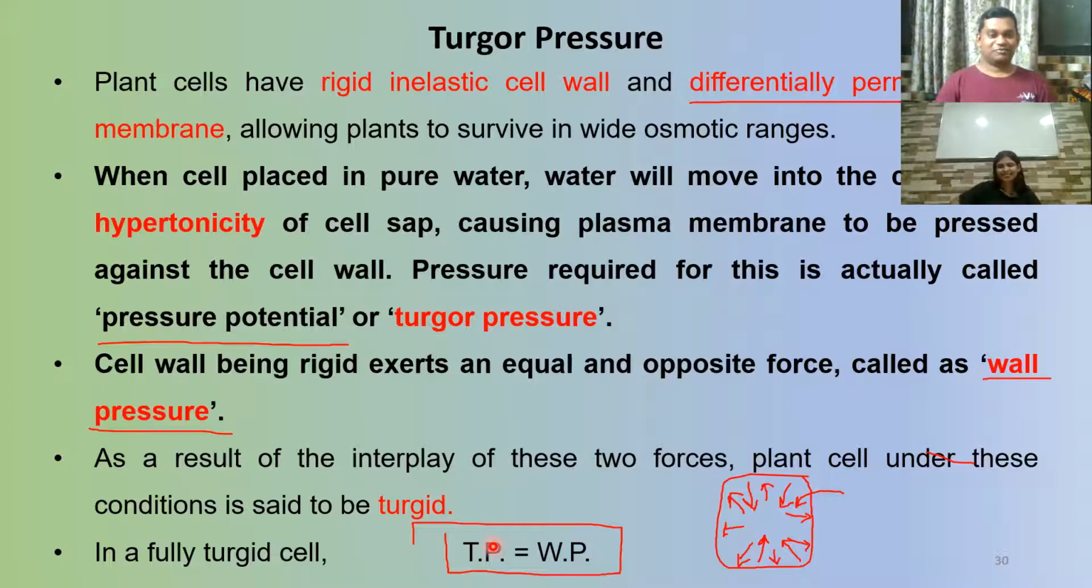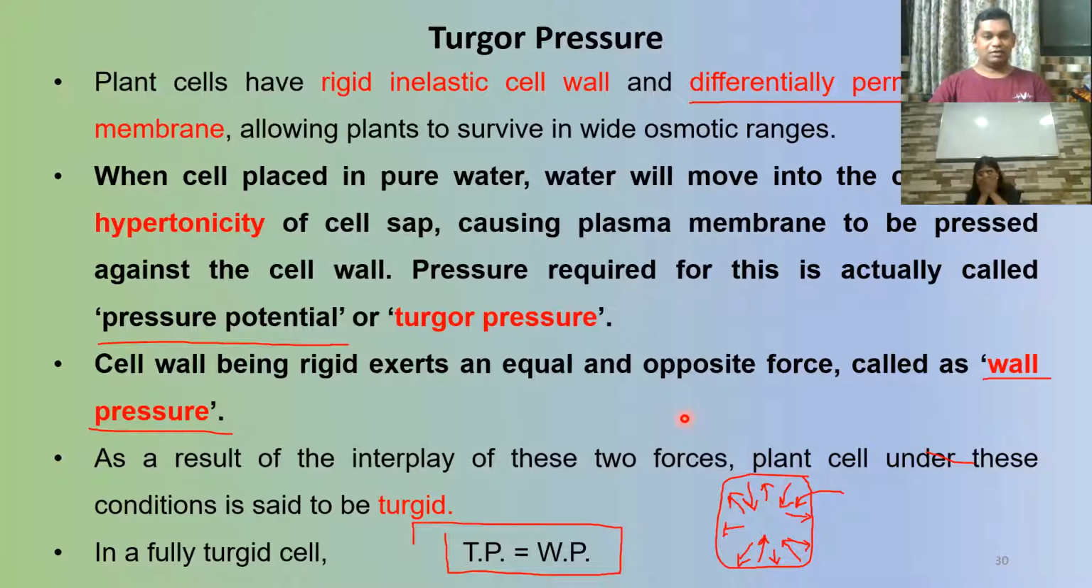Same way for the cell, when there is very little or no water inside it, the cell is shrunken because wall pressure is more than the turgor pressure. In that case, the cell will be shrunken and flaccid. That's the correct word to use. Flaccid, FLACCID, means shrunken. Understand this in terms of turgor pressure and wall pressure.